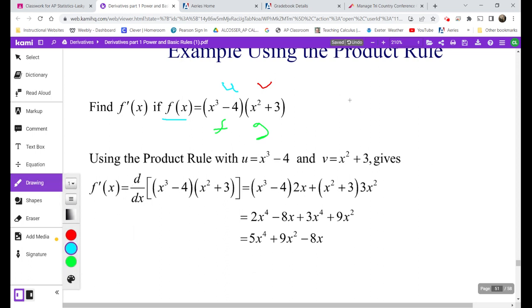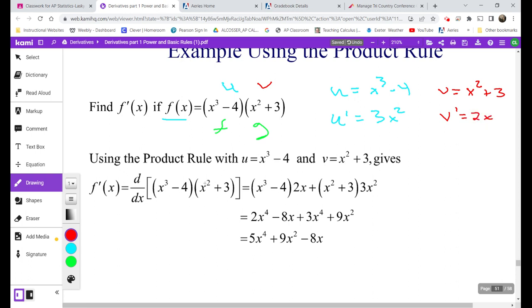So, let's do this. u is equal to x cubed minus 4. u prime is equal to 3x squared. I took the derivative of this using the power rule. Then I go over and I have v here. My v's and u's are kind of ugly. It's x squared plus 3. So my v prime is the power rule to this, which is 2x.